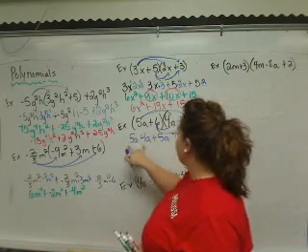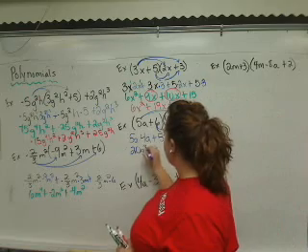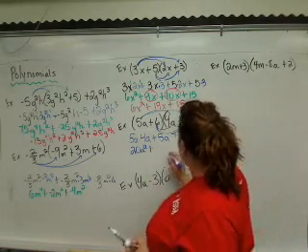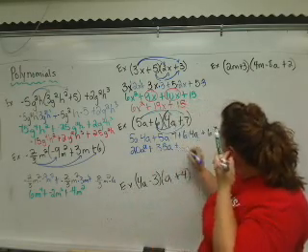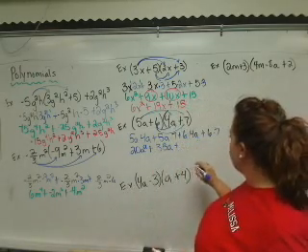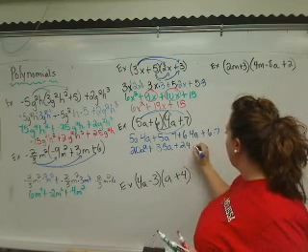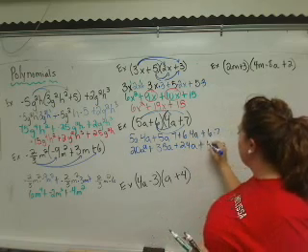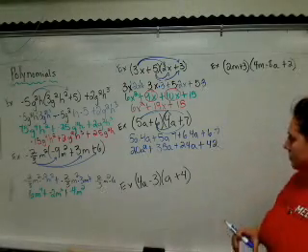Okay, 5a times 4a gives me 20a squared. 5a times 7 gives me 35a. 6 times 4 gives me 24a. And 6 times 7 gives me 42. Alrighty.